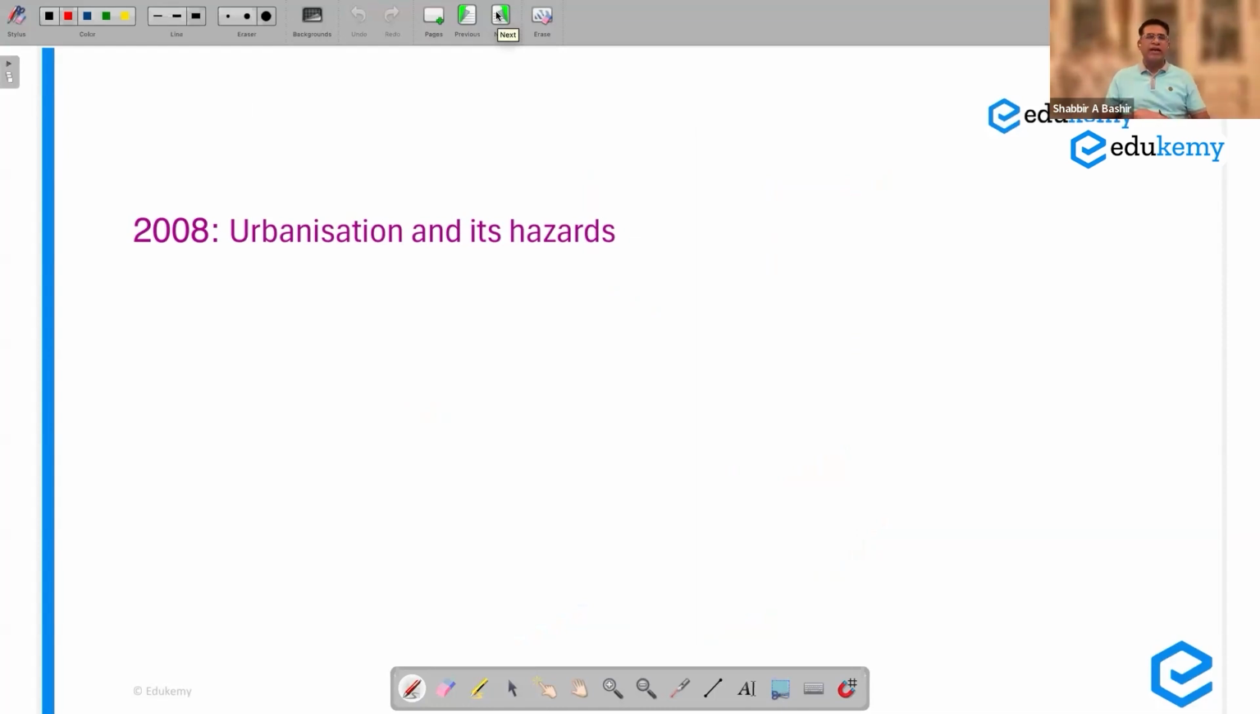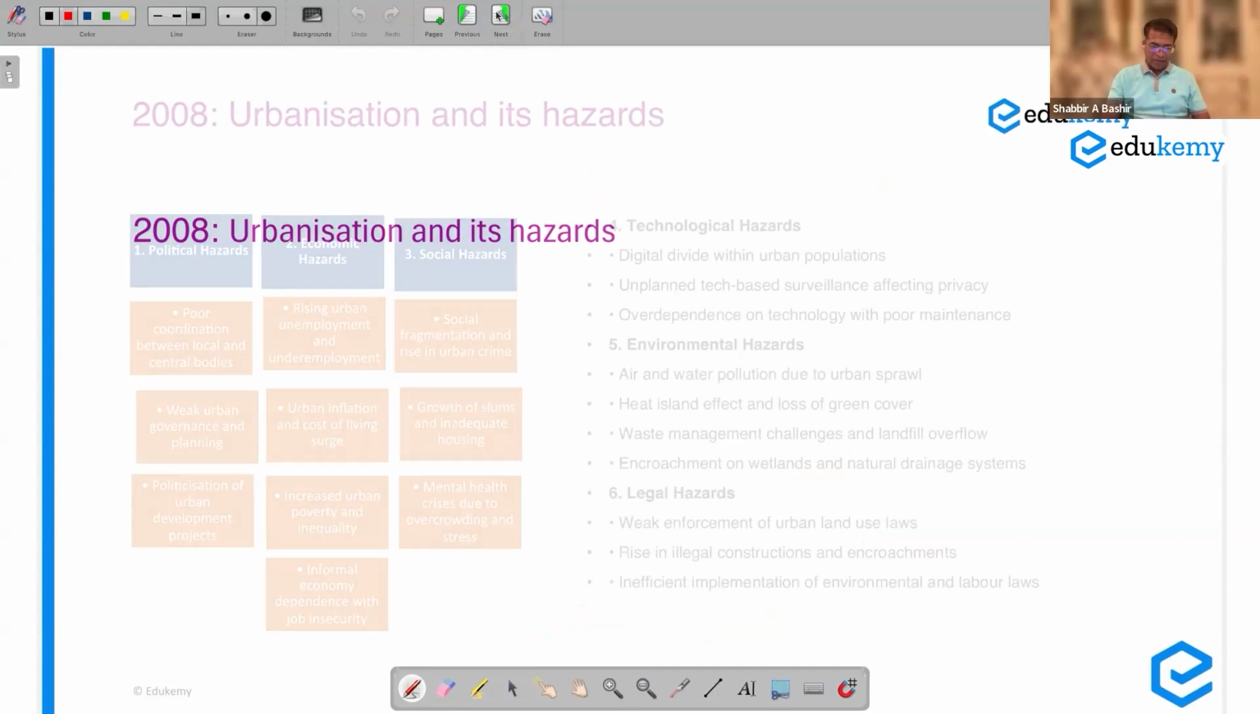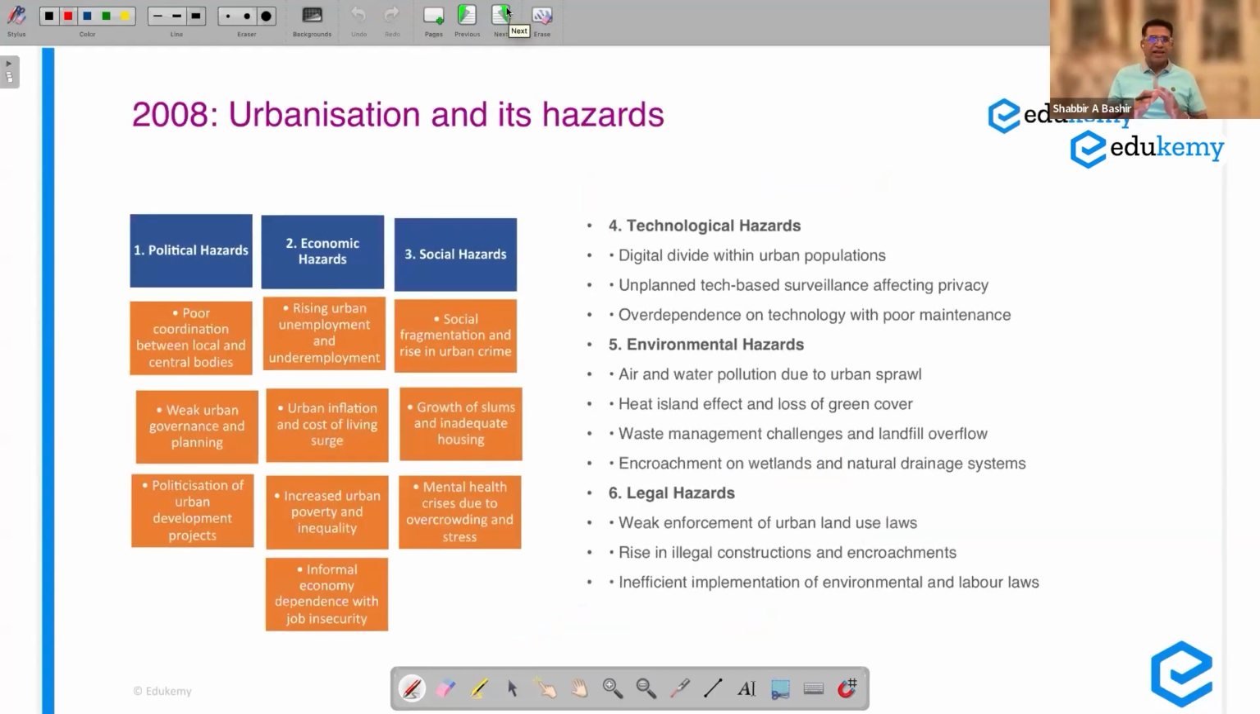Say I take up this topic called urbanization and its hazards, a 2008 topic. This slide has the PESTEL dimensions around which the essay on this topic can be developed. Under political hazard, you can see we have talked about the problems of coordination between center and local bodies, urban governance, urban planning, urban development projects. Economic aspects include unemployment, urban inflation, problems of poverty, inequality, problems related to the informal economy.